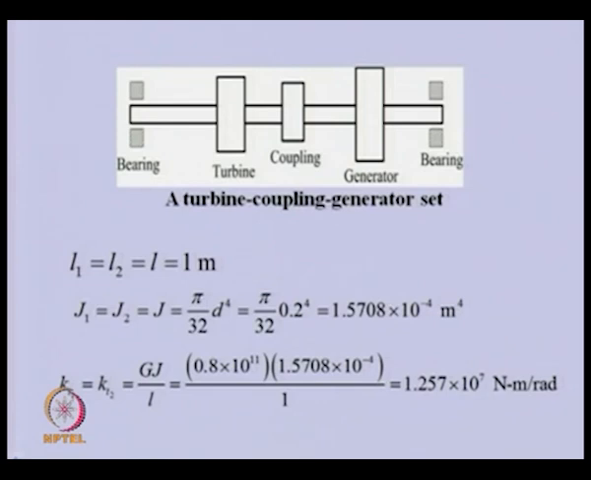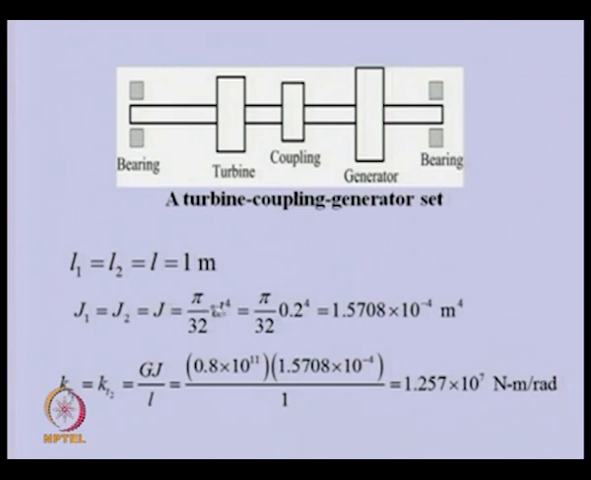So, here we have a turbine, coupling, generator system, and these bearings are frictionless, so they are not playing any role in the torsional vibration of this system. Basically, we want to obtain the torsional natural frequency of the system. Various geometries are given. L1, L2 are nothing but the distance between the turbine and coupling, and coupling to generator. So, these are 1 meter.